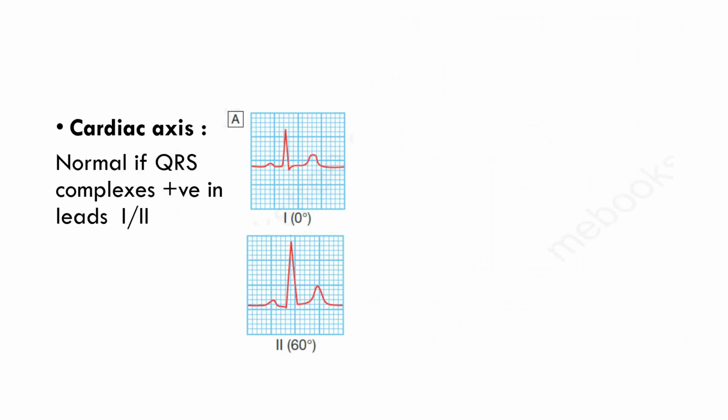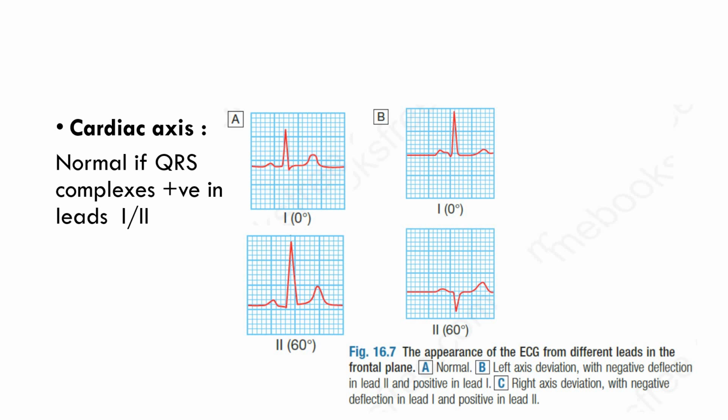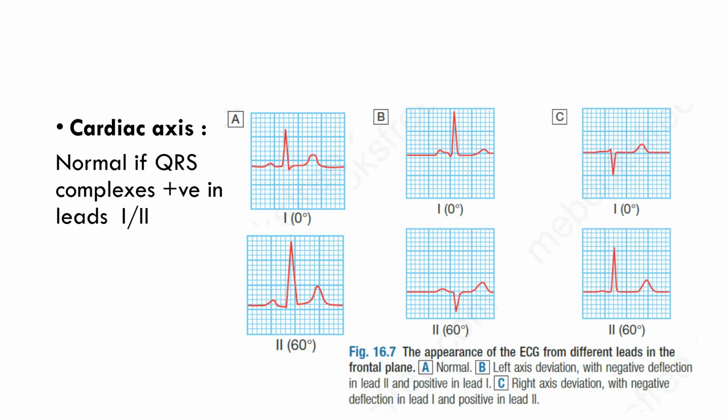Let's start about cardiac axis. In normal cardiac axis, QRS complex positive in lead 1 and lead 2. In left axis deviation, QRS complex positive in lead 1 and QRS complex negative in lead 2. In right axis deviation, QRS complex negative in lead 1 and positive in lead 2.